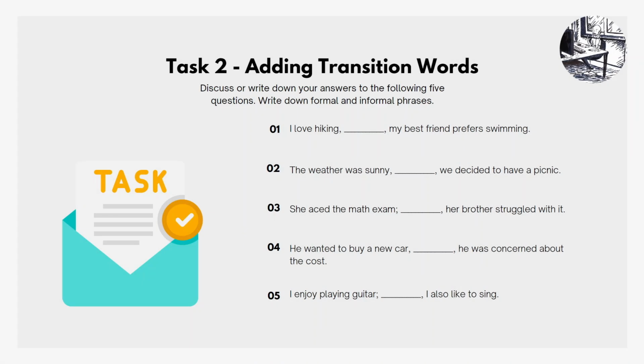Now, you have just written down those transition words, formal and informal. Maybe most of them you already know, but you didn't have the confidence to use just yet. So now, this is time for practice. There are 5 sentences on your screen. Use those transition words and put them into those 5 sentences. Once you have finished, please come back to the video.